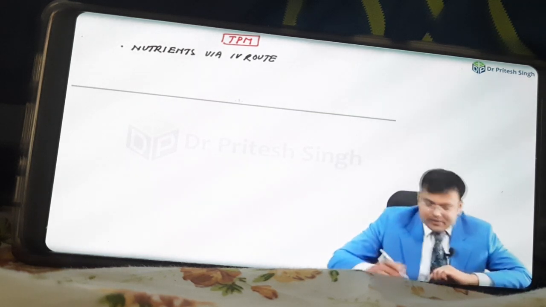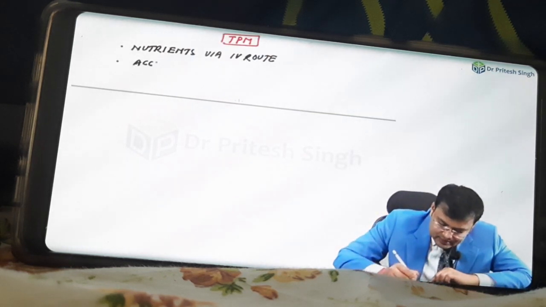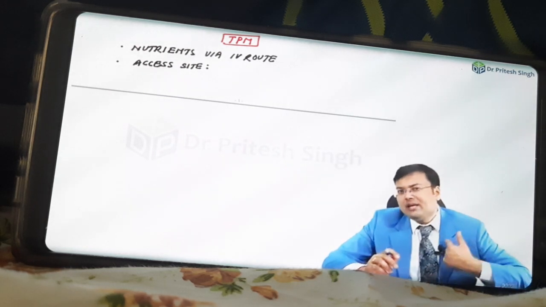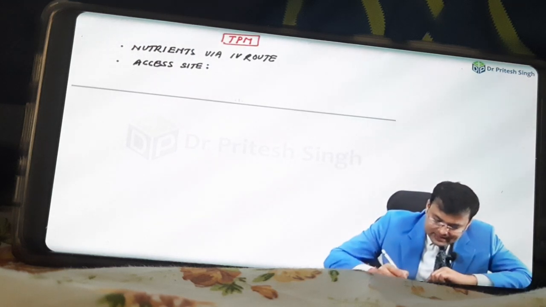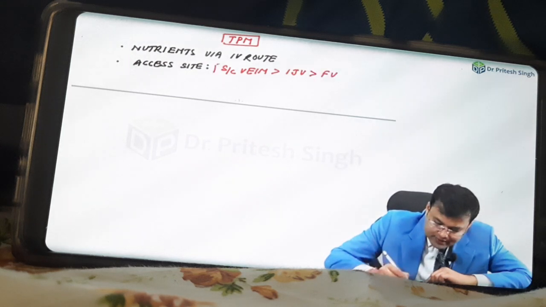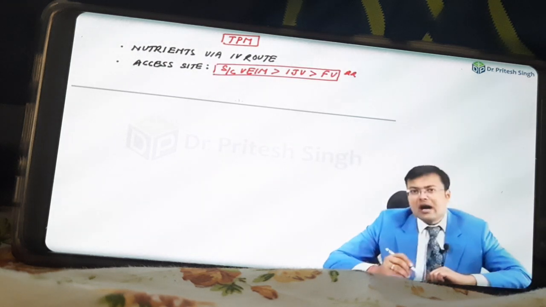So which IV route is preferred? What are the various access sites? The preferred vascular access site is the subclavian vein, followed by the internal jugular vein, followed by the femoral vein. This question is frequently asked in exams.